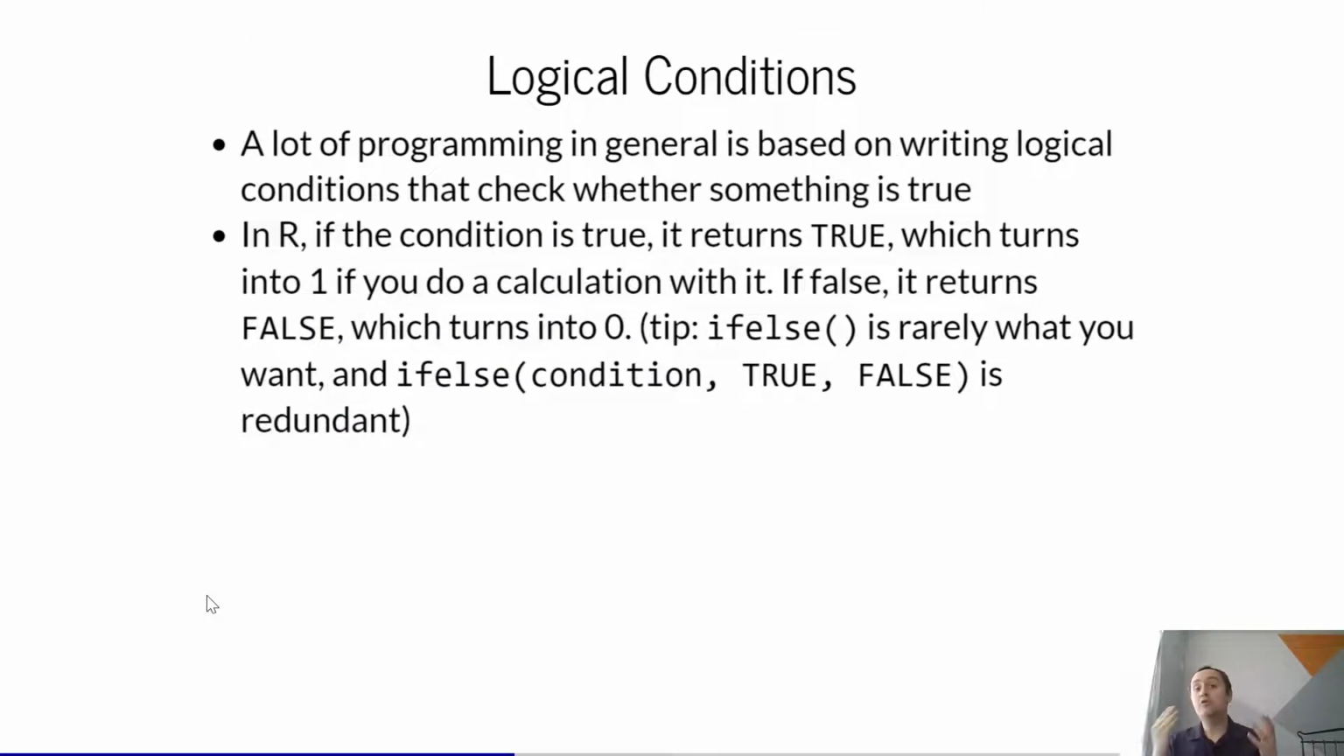So in order to do this, we need to create a logical condition. And learning how to make a good logical condition is a key component of not just using R, but coding in general. A lot of programming is based on writing logical conditions that check whether something is true or false. In R, if the condition is true, it returns TRUE in all caps, which turns into 1 if you do a calculation with it. If it's false, it returns FALSE in all caps, which turns into 0.